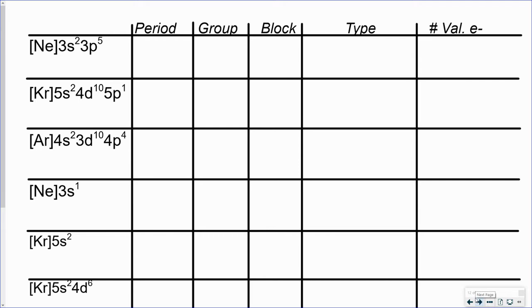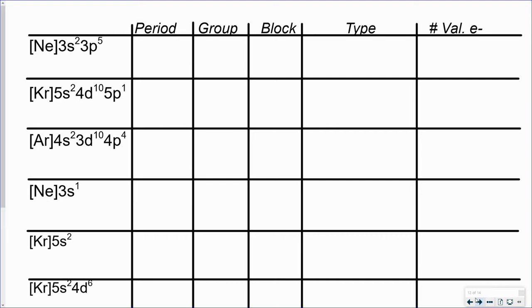This section is going to add on to what we did in 4.3. Now, what it really is asking us is what period it's in based off of the noble gas notation, what group it's going to be in. Those are the special groups that we'll get into a little bit later. And then what block, like S, P, D, and F, what type, and then how many valence electrons.